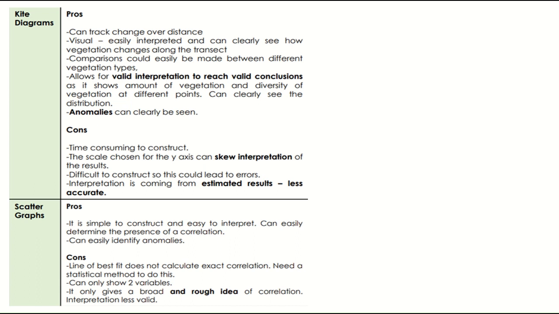Now, whatever the presentation method, it's always going to be that it allows quick comparison, it allows anomalies to be clearly seen, and it also makes the data easier to be interpreted. So whatever the method, it's going to be trying to make the data easy to interpret. It's going to be trying to make the data easy to compare and to identify anomalies regardless of what that data set is.